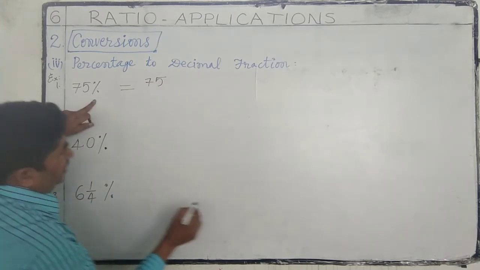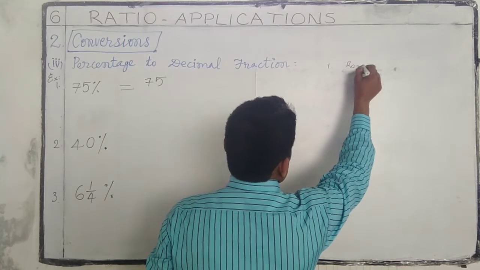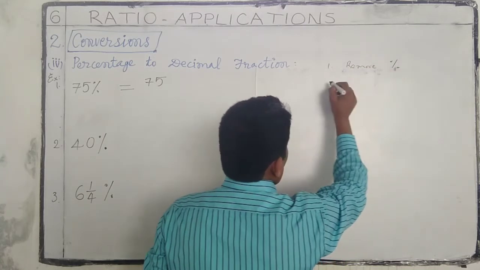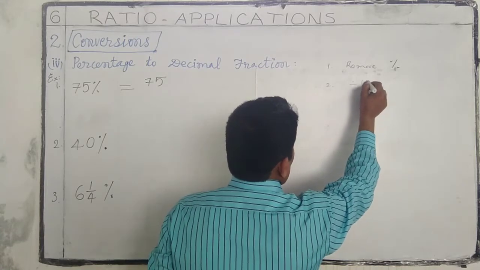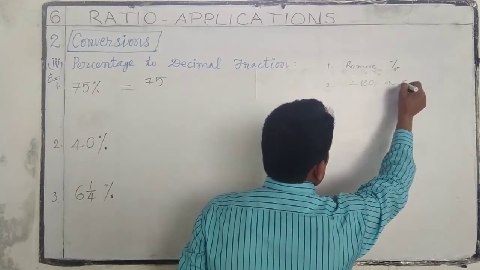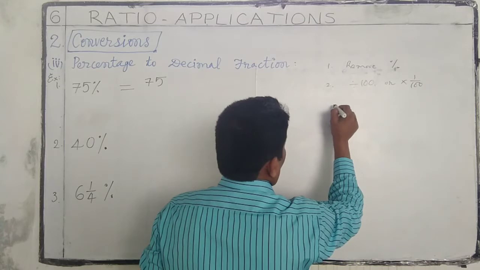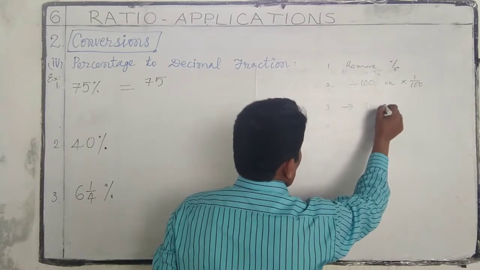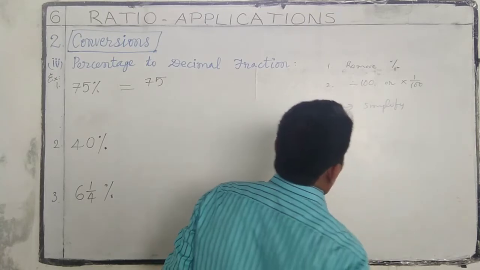First, remove the percentage sign. Divide it by 100 or multiply with 1 by 100. Then simplify. This is the procedure.